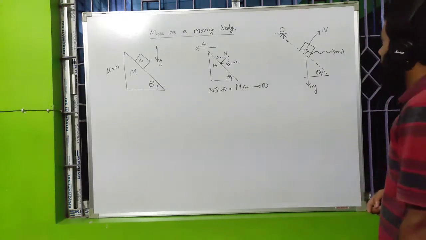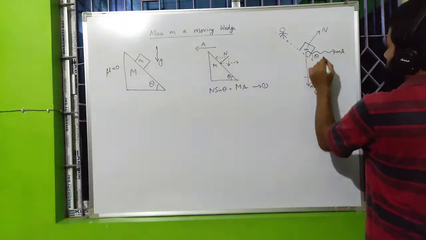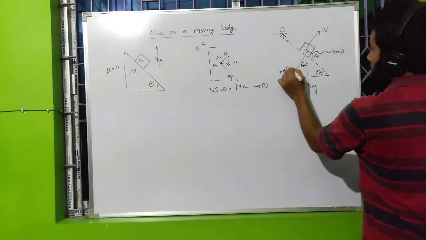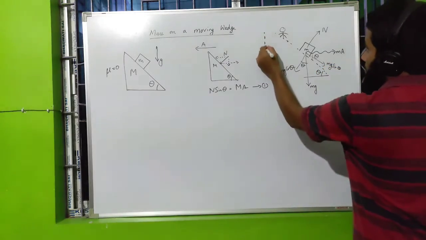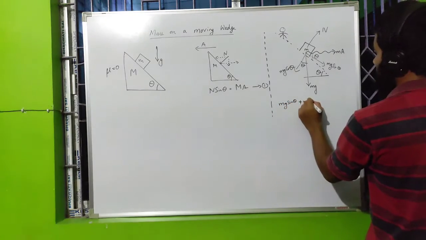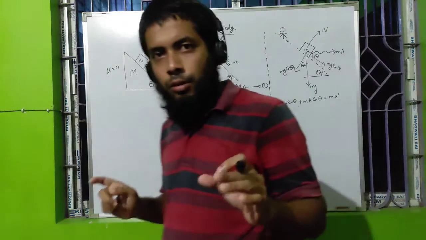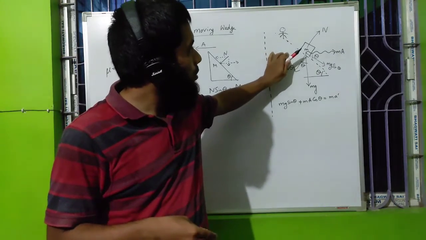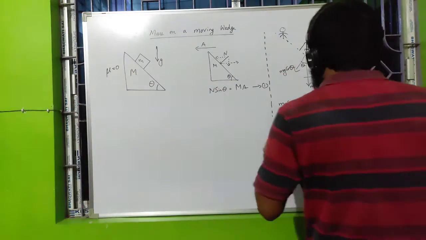Let me write the equation for this. If this is theta, this is theta, and this is theta also, the components are MA cos theta and MA sin theta. So I can say MG sin theta plus MA cos theta will be equal to M into A prime. This A prime is the acceleration of this block with respect to the incline, as observed by an observer standing on the incline. I give it equation number 2.